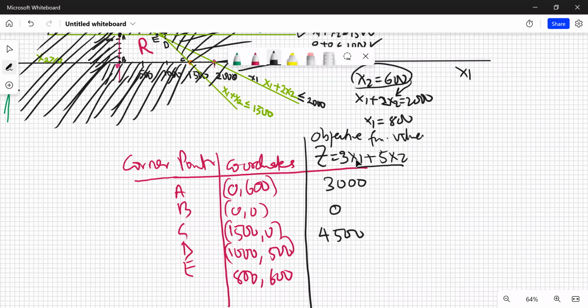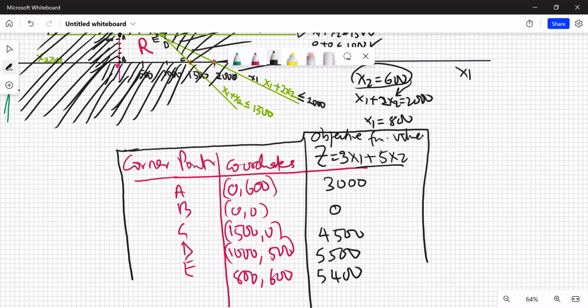If you put 1000 here and you put 500 here, that will be 5500. And finally, if you put 800 here and you put 600 here, you will get 5400. So these are the values of the objective function based on the extreme points. One of the extreme points, one of the corner points, is usually the solution that we are looking for.